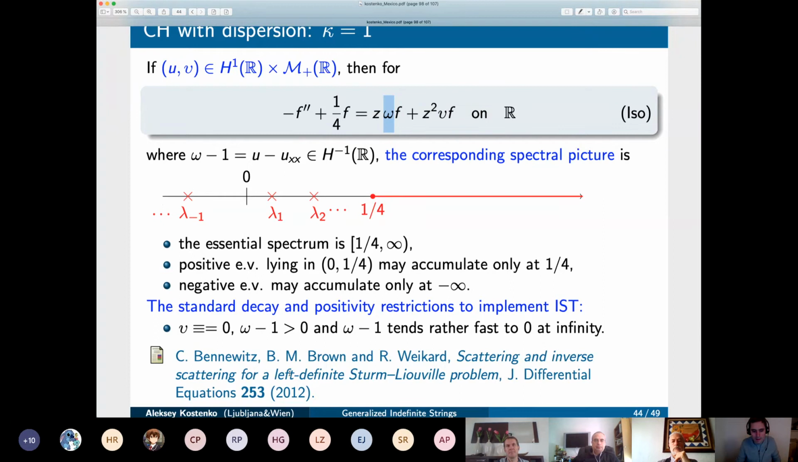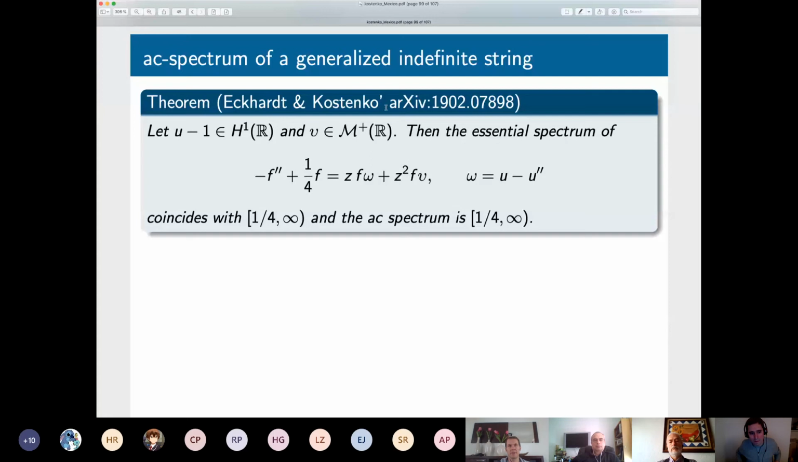And of course, the question is: can we say something more concrete about the spectrum for this class of initial data? It turns out that the solution of the inverse spectral problem, the theorem which I stated before, is a very useful tool in doing direct spectral theory for this problem. In particular, maybe our main result is here: if we assume that u minus one belongs to H1 on the real line and v is a positive finite measure on the real line too, then the absolutely continuous spectrum of this problem also fills the ray from 1/4 to infinity.